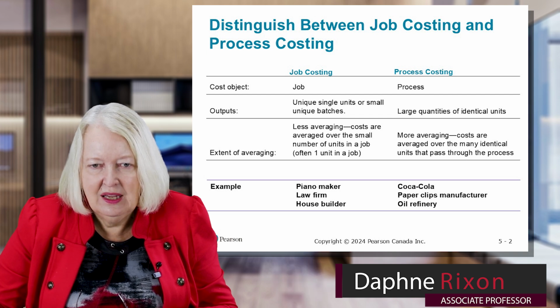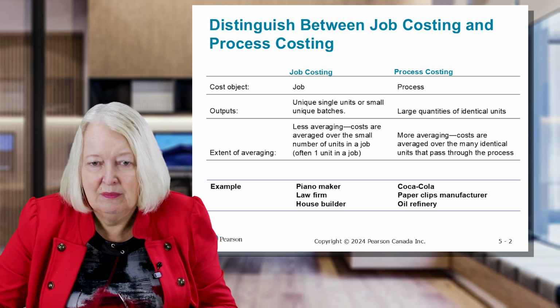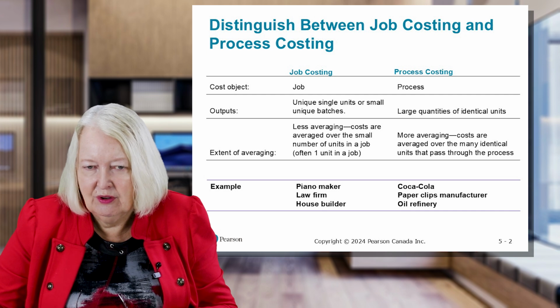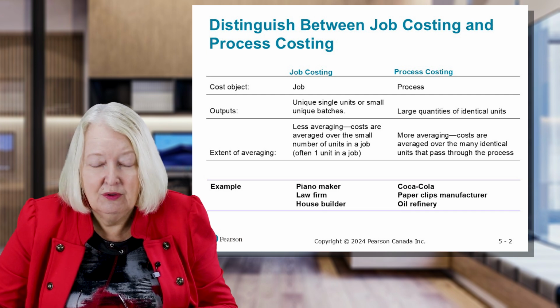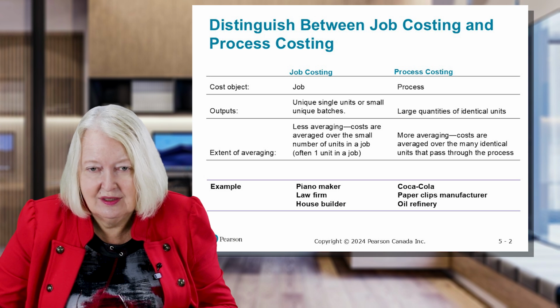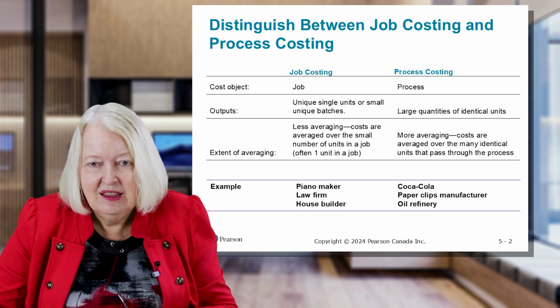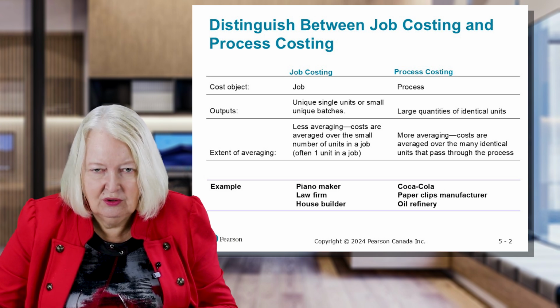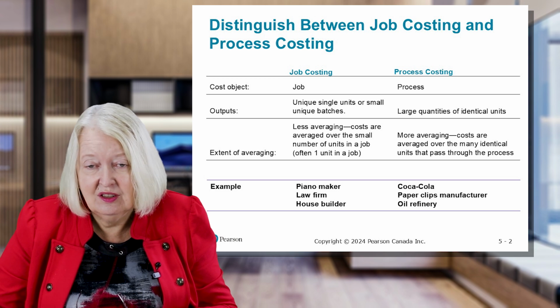So if you're making one-off items like a piano, or if you're a law firm or accounting firm. If you work in an accounting firm, you have to track all your hours that you spend on each client. So each client would be considered a job. So that's job costing. Process costing is used when you're doing large quantities of identical units.